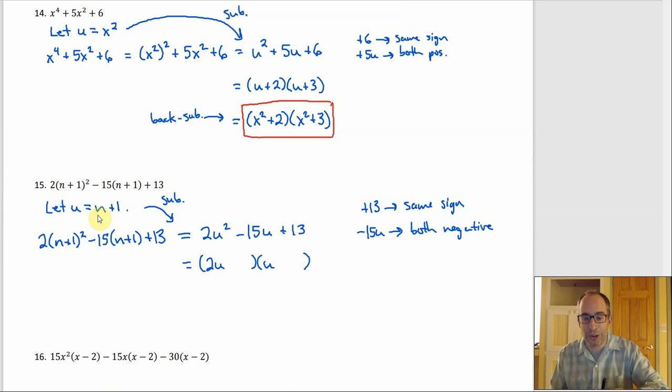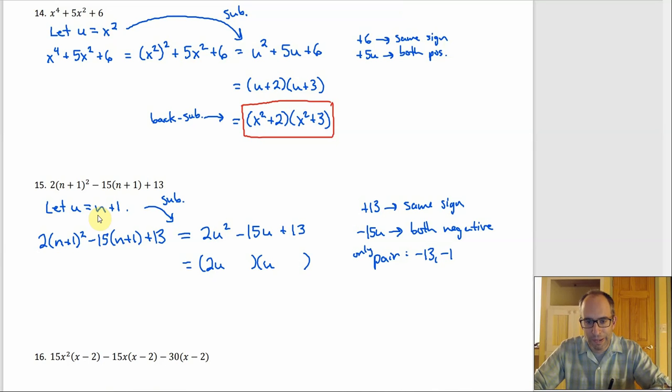And they're factors of 13. There's only one option. They're negative. It's negative 13 with negative 1, right? So your only pair is negative 13 with negative 1. And then you just have to figure out, well, where do they go? Do you put the negative 13 first, or do you put the negative 1 first? Well, you got to get a negative 15 in the middle, right?